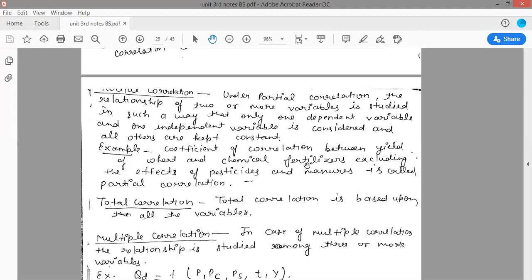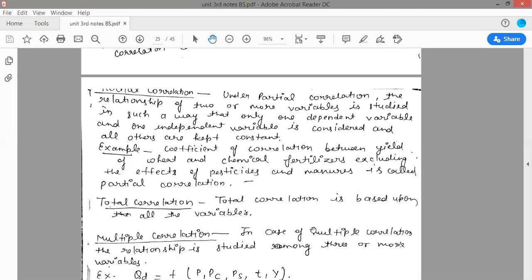Example: coefficient of correlation between yield of wheat and chemical fertilizers excluding the effects of pesticides and manures is called partial correlation. That means if we look at the relationship between chemical fertilizers and the yield of wheat, excluding the effects of pesticides and manure, it is called partial correlation. That means you can choose only one of these, and the others will be treated like a constant. Next one is your total correlation.